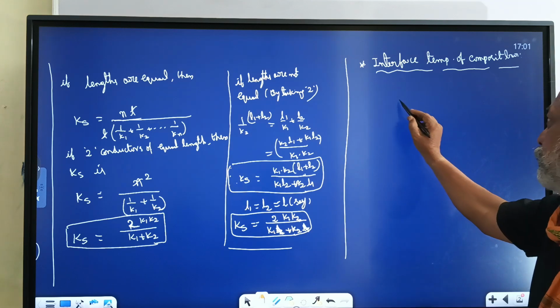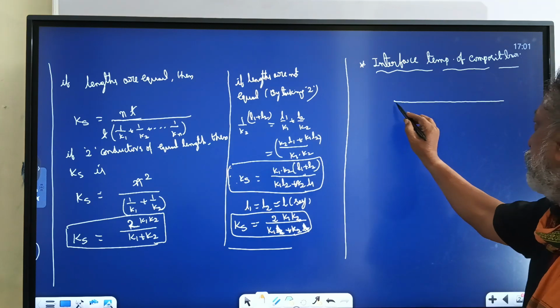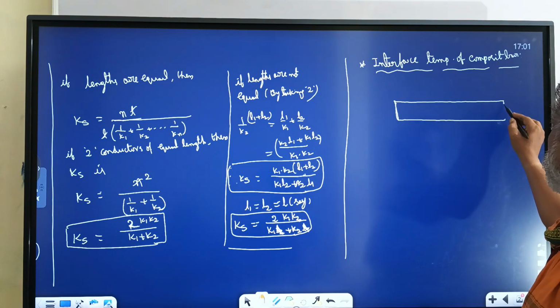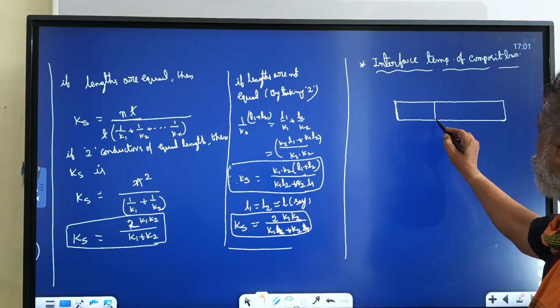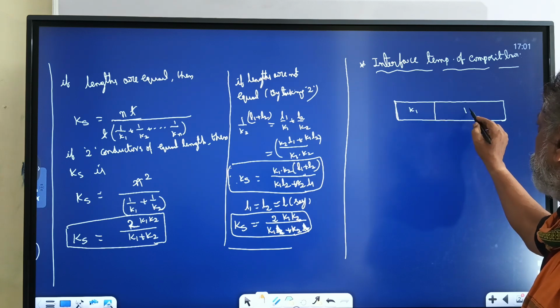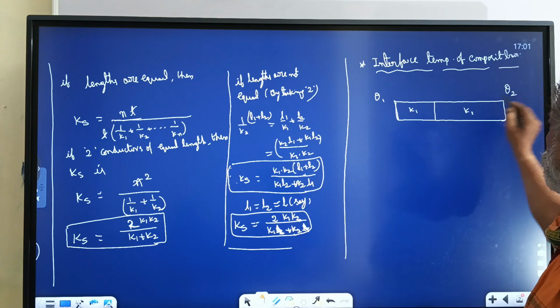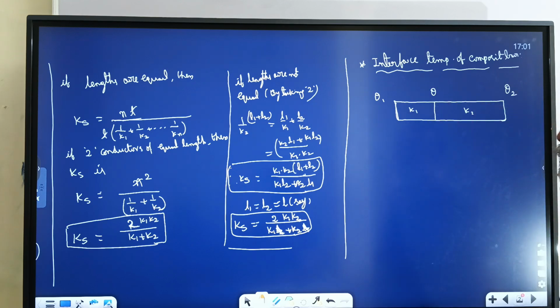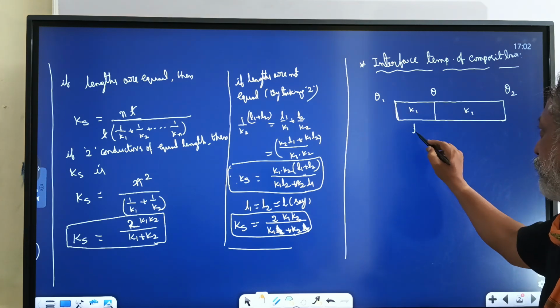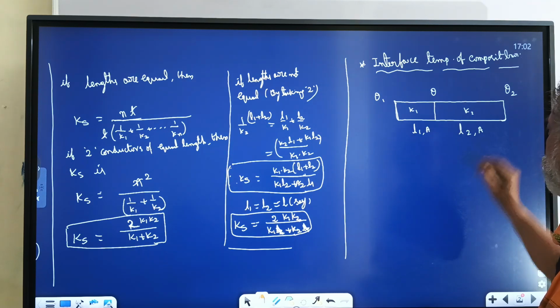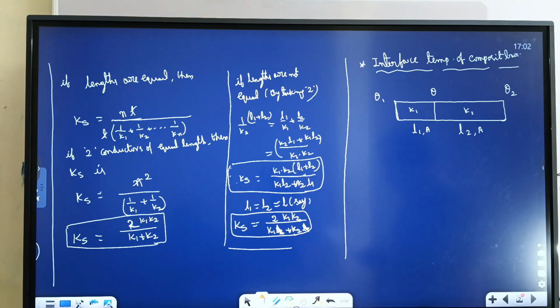I am taking two bars. This is bar 1 with K1, and bar 2 with K2. Here the temperature is theta 1, here the temperature is theta 2. This is the interface temperature theta. What is the interface temperature theta you want to find? For this, the lengths are L1 and L2. The areas of cross section are the same, and the time of flow is also the same.